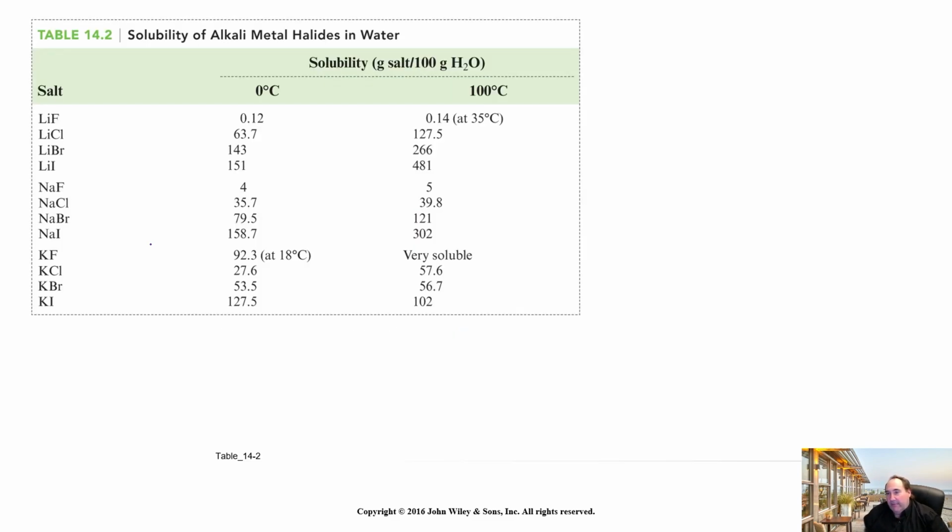Speaking about that, here's a couple of tables from your book, and again, the differences here between temperatures. For example, that's 0 degrees Celsius, and that's 100 degrees Celsius. So that's obviously a lower temperature, and that is a higher temperature. What we're looking at here is how many grams of each of these ionic compounds we could dissolve in 100 grams of water.